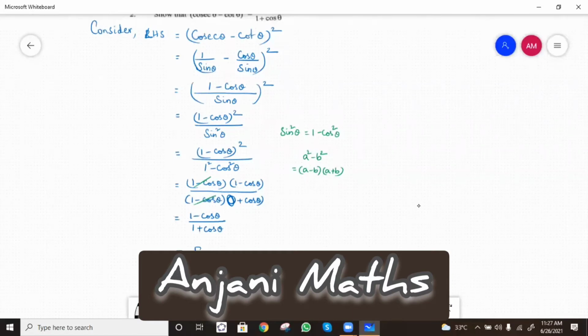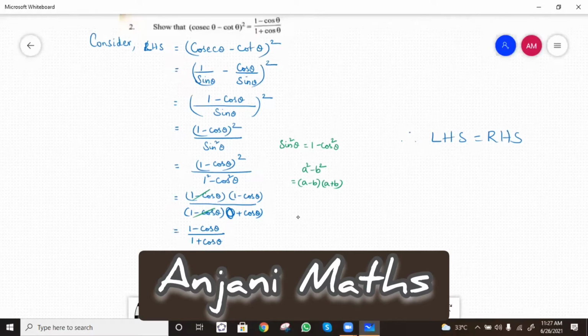That is equal to how much? Right hand side. Therefore, left hand side is equal to right hand side. Hence, it is shown that cosecant theta minus cot theta whole square is equal to 1 minus cos theta by 1 plus cos theta. You go through this problem once again, all of you.